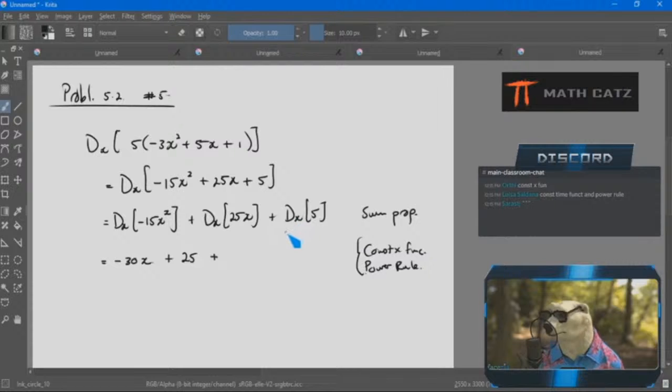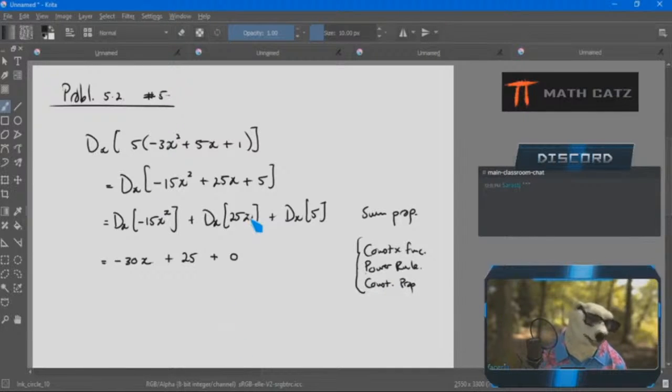And then we can address the derivative of 5 as well, being 0. So I have to add another property here that I used for that line. That's okay. Constant property as well. And I'm not going to bother simplifying that any further. Give 0 his moment in the sun.